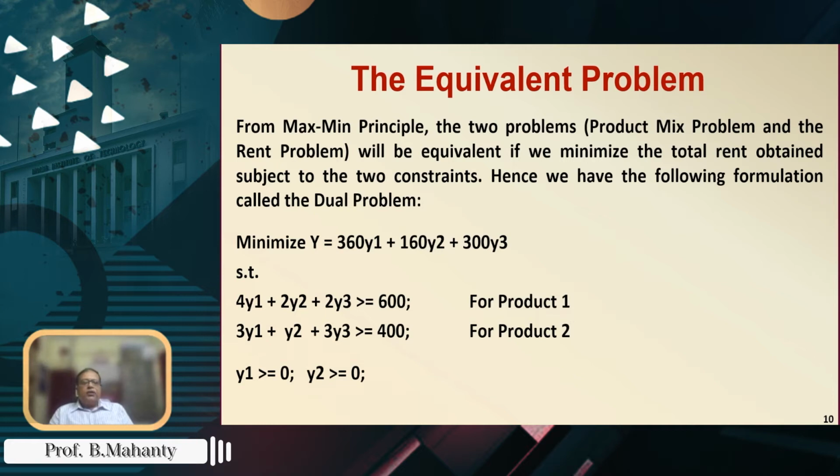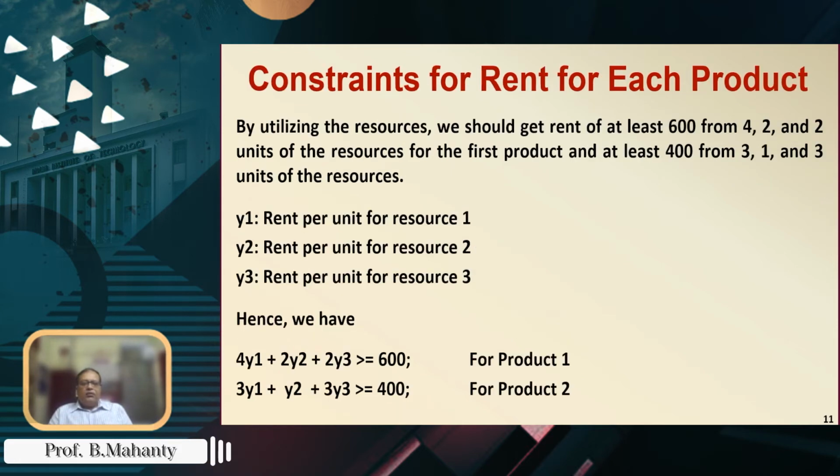There is a principle which is known as the max-min principle. What is max-min principle? The two problems, that is the product mix problem and the rent problem, will be equivalent if we minimize the total rent obtained subject to the two constraints. Hence we have the following formulation, which we shall call the dual problem. So there was an original problem which we can call the primal problem, and now we have another problem which is called the dual problem. Now these primal and dual are going to be equivalent in a sense, right?